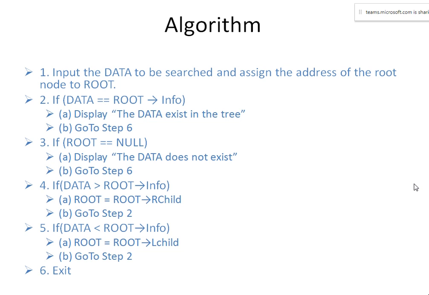If data is greater than root information, then make root equal to the right child of the root node and go to step 2. If data is less than the root information, then make root node equal to root's left child and go to step 2. Now step number 6 says you have to stop here.